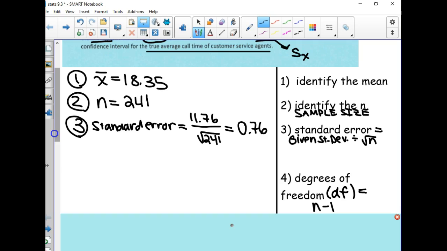And so our degrees of freedom here, if we take n minus 1, it would be 241 minus 1. So we're going to say degrees of freedom, and the degrees of freedom are really important as we try to establish what our critical value is. And I'm going to show you how to do that in a second. I'll give you a second to catch up.